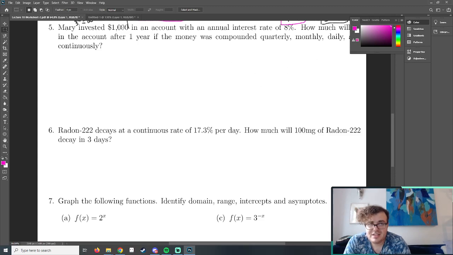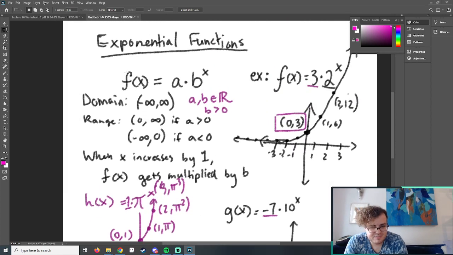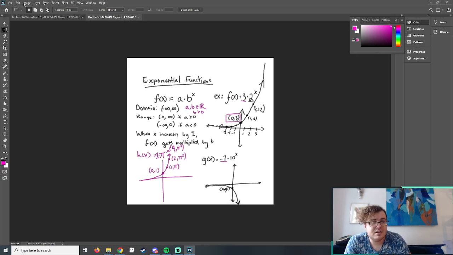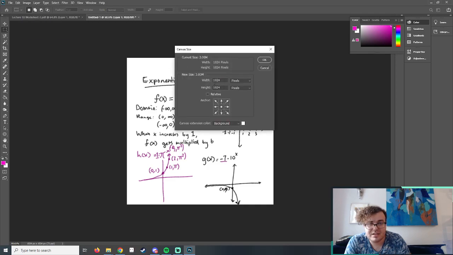All right, so now we have to talk about a new definition, which is interest. So we've got our exponential formulas here. Let me see if I can just change my canvas size here to be a whole lot bigger.